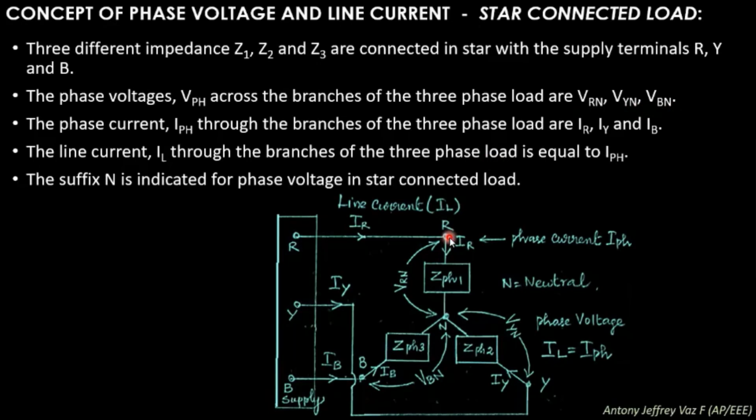The voltmeter should be connected from the R terminal to the neutral terminal to measure the phase voltage of R, that is VRN, and similarly for the other two phases also. Okay, the formulas for a star connected load are: V phase is equivalent to VR, which is equivalent to VY, which is equivalent to VB, and I phase is equivalent to IR, which is equivalent to IY, which is equivalent to IB. So the three currents are equal. So the phase current will be equivalent to the line current also.